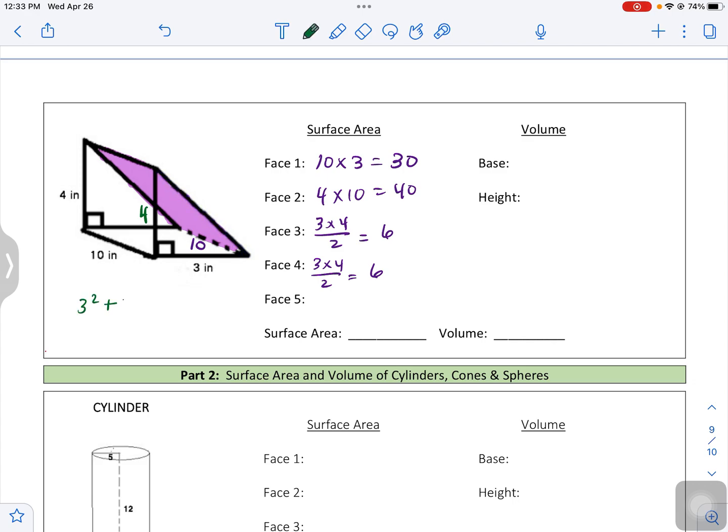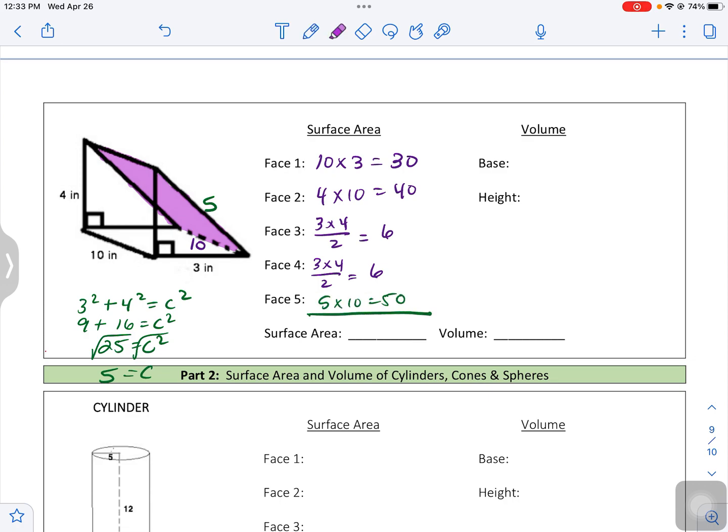So 3 squared plus 4 squared equals c squared. 3 squared is 9, 4 squared is 16. You add them together, you get 25. Square root them, you find your c is 5. So that means this piece is 5. So now looking at that rectangle, you can see it's 5 by 10 right there, 5 by 10. So 5 times 10 is 50.